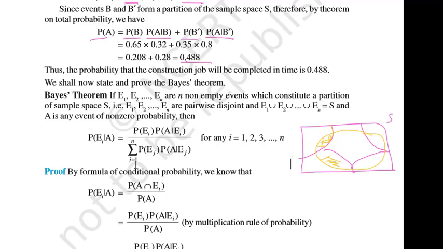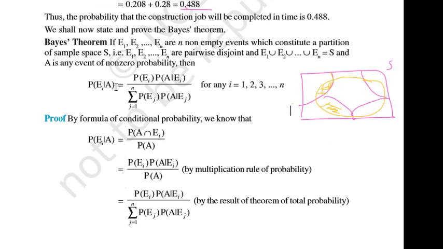The statement of the Bayes theorem is: the possibility of event Ei, suppose I say E1, the possibility of getting partition E1 provided event A has occurred, will be equal to the probability of E1 into the probability of A by E1, whole divided by the summation of probability of Ej into probability of A by Ej. Now this denominator part is nothing but the total probability theorem, and this is what? The probability of A.